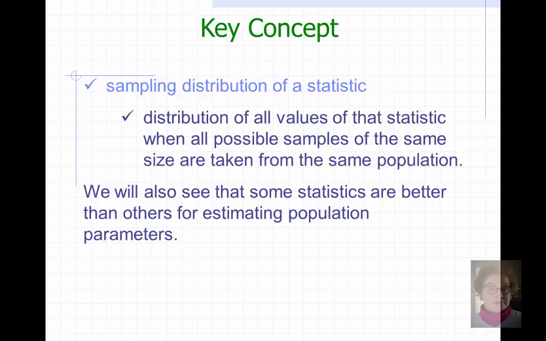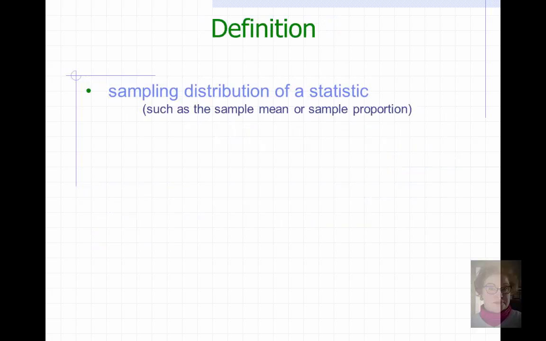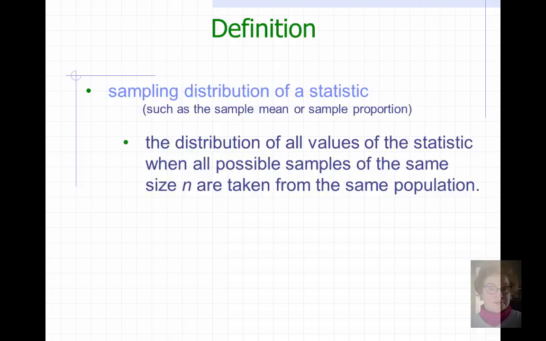So we're going to look at the sampling distribution of a statistic. In other words, we're going to look at the distribution of the values of that statistic when all possible samples of the same size are taken from the same population. And we're going to see that some statistics are better at estimating their population parameter than others. The first thing we're going to do is talk about the sampling distribution of a statistic.